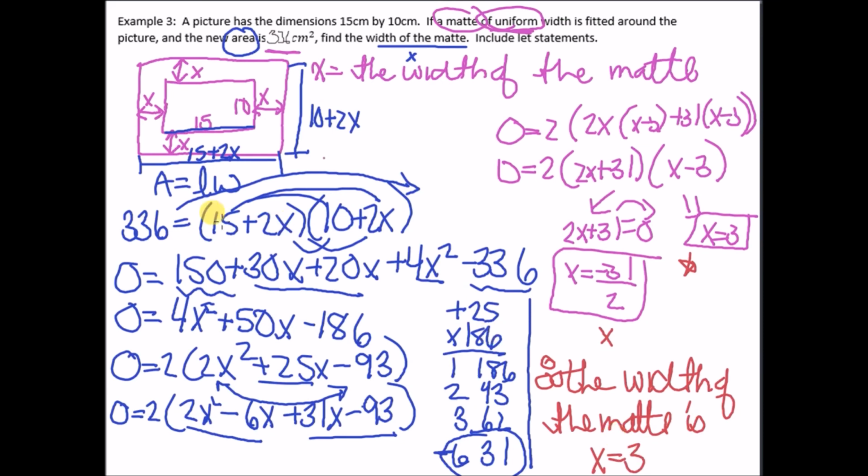If you wanted to know the new dimensions of the entire thing, you would sub in 3 to 15 plus 2x. So it'd be 15 plus 6, 21. The dimensions would be 21 by, and then 10 plus 2 times 3, which is 6, so 21 by 16. And you can double check that: 21 by 16 actually equals 336, which is our new area. So that would work out, and then you know that x equals 3 is very likely the answer.